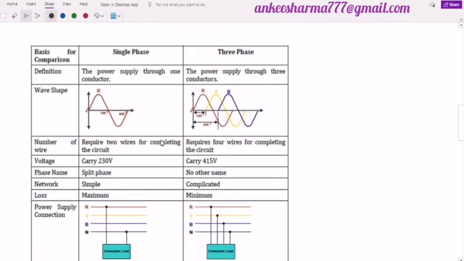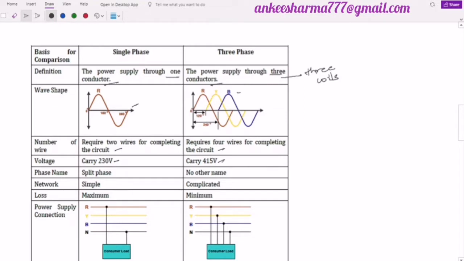Now if I compare the single phase and the three phase supply, three phase supply consists of three conductors, or simply three coils, whereas in single phase we have only one conductor or one coil. These are the diagrams or the wave shapes. Single phase requires only two wires for completing the circuit, one is the live wire and the second is the neutral, whereas in three phase we have four wires: red, yellow, blue, and the neutral. The voltage we get through single phase is 230 volts. This is the voltage we receive at homes because we get single phase at our homes, whereas in industries the voltage is around 415 volts.